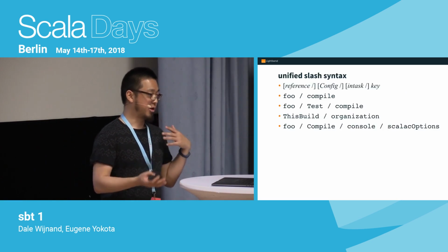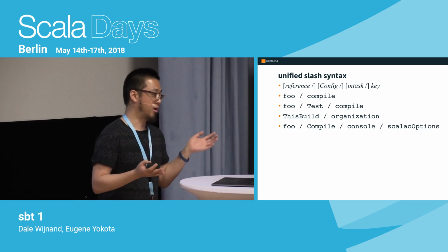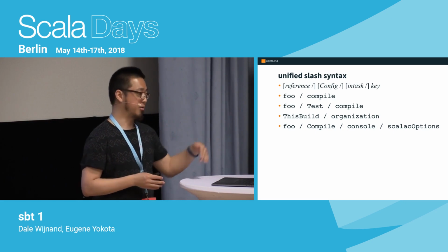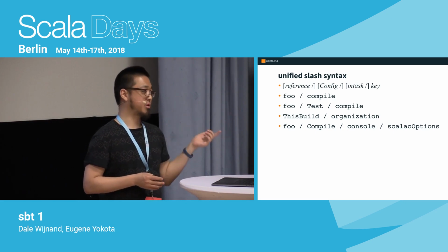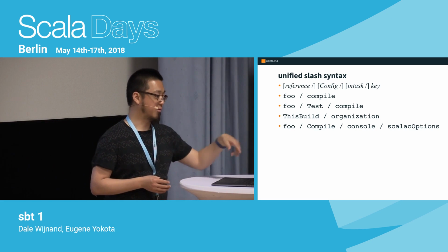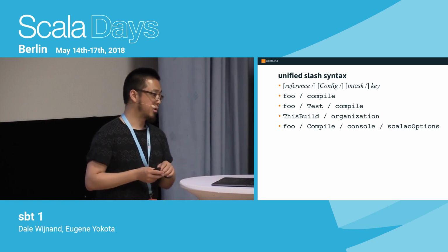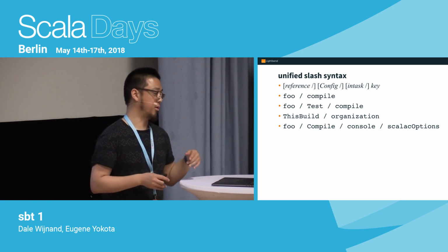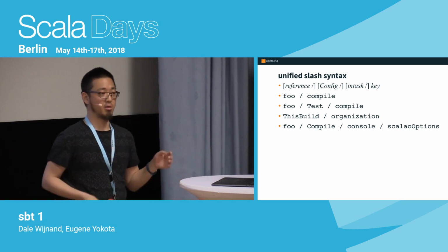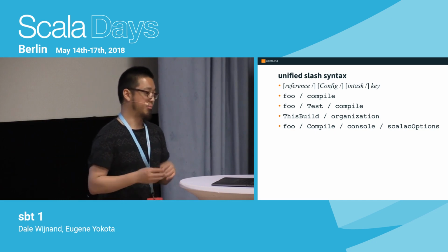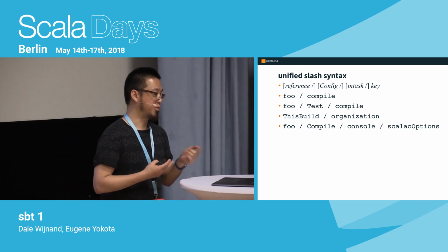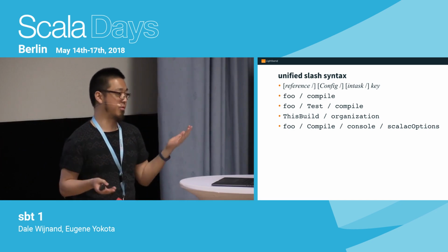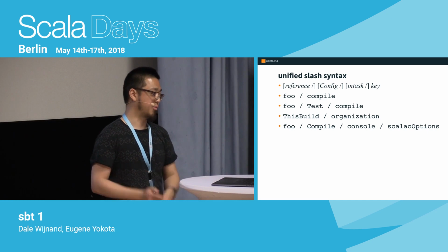So the unification is slash. You say reference, which refers to either this build or the name of your subproject. You write the configuration in uppercase, and the key in lowercase. So what you typically write in the build.sbt works both ways. So foo / Test / compile, you can figure it out. It's test configuration, compile.